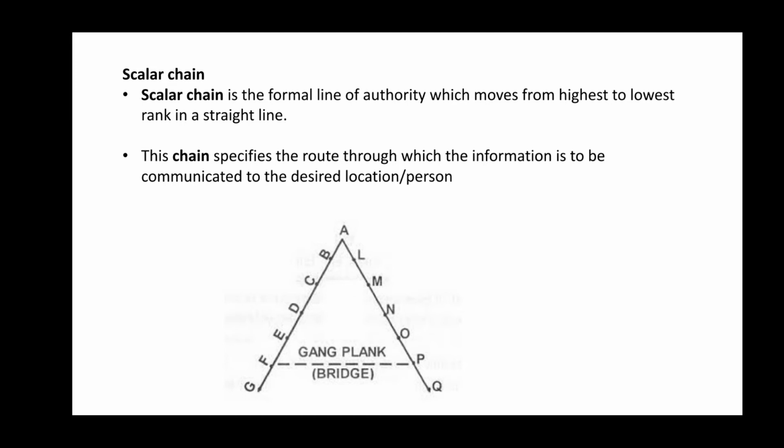Okay, so a scalar chain is the formal line of authority which moves from highest to lowest rank in a straight line. The chain specifies the route through which the information is to be communicated to the desired location or to the desired person. Okay, so that is regarding the scalar chain.